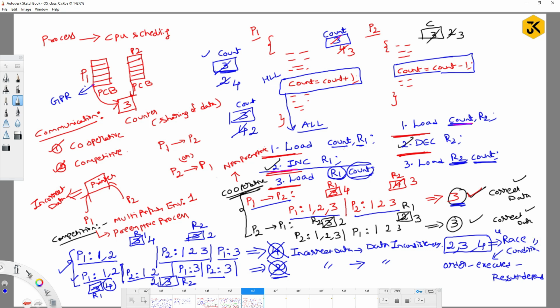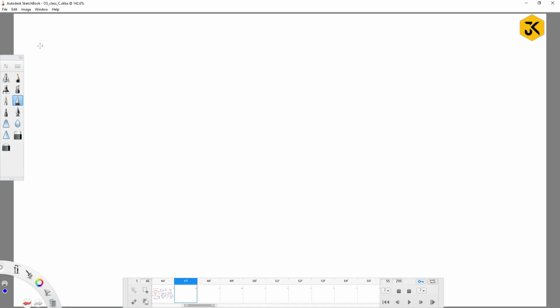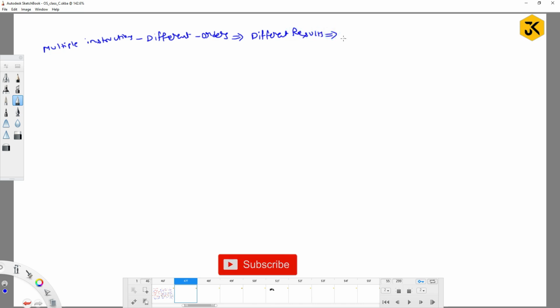Right? So when you are executing multiple instructions in different orders, if you get different results, we can call it data inconsistency. You can see, and this will lead to what we call a race condition. Right? So this kind of situation we need to handle.